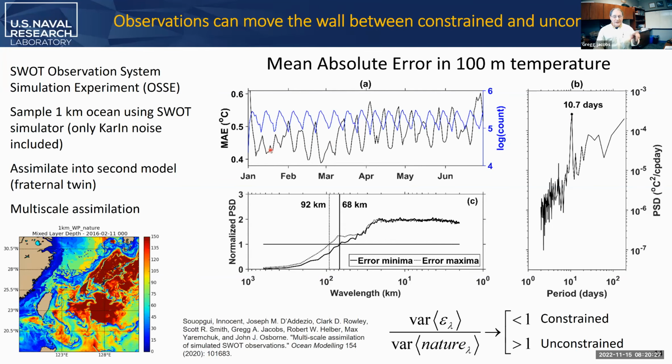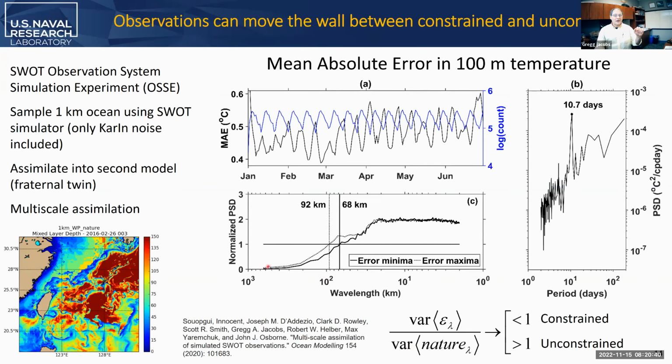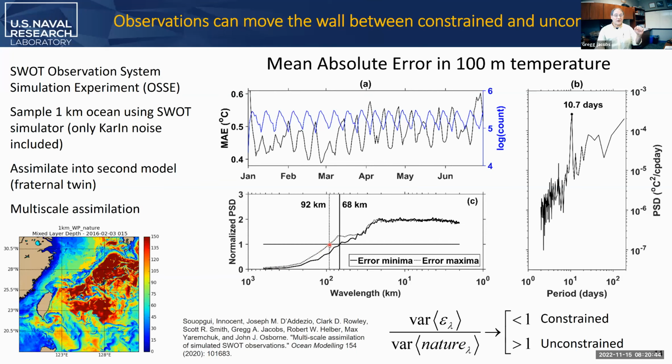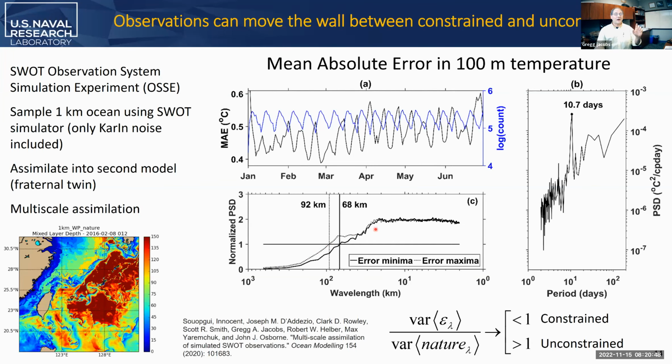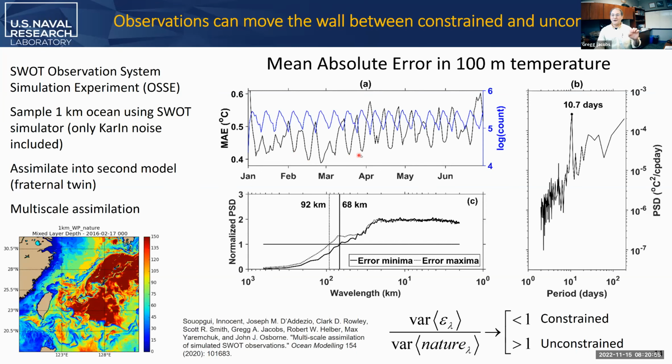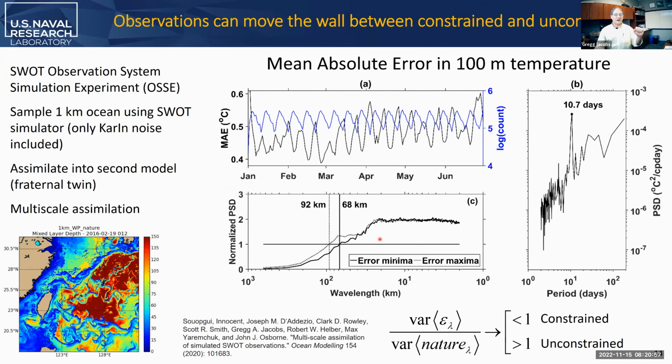In this case, we can actually compute the power spectral density of the nature run and the assimilative run, and take that ratio of the power spectral density of the errors to the power spectral density of the nature run. And by definition, we said if that ratio is less than 1, that's where we have skill. Those are the constrained scales. If it's greater than 1, that's unconstrained. But we did that separately during the times. We just picked the times to compare at the minima of the errors and at the maxima of the errors.